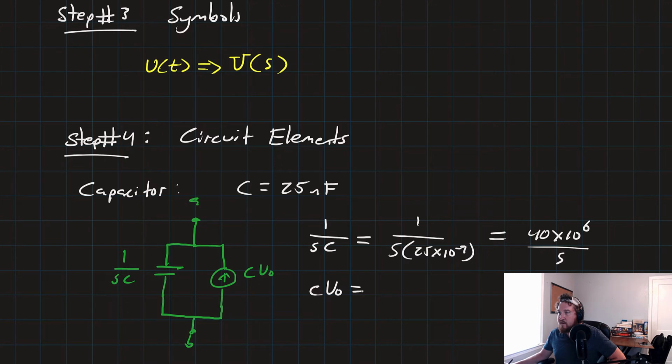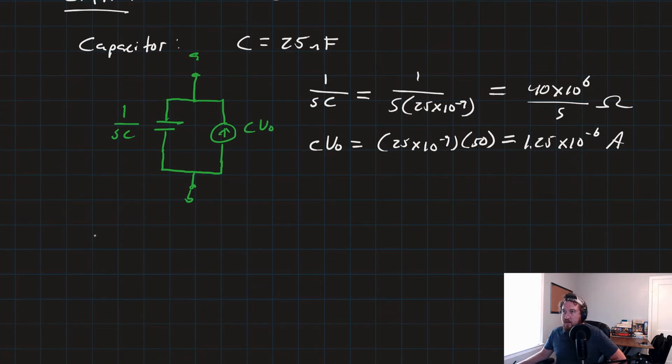And C V naught is going to equal 25 times 10 to the negative 9 times 50, which is going to get us a current of 1.25 times 10 to the negative 6. So a really tiny current, 10 to the negative 6 amps. And that's ohms up there. So we'll go ahead and plug those in when the time comes.